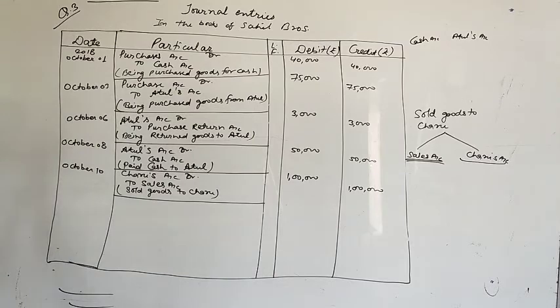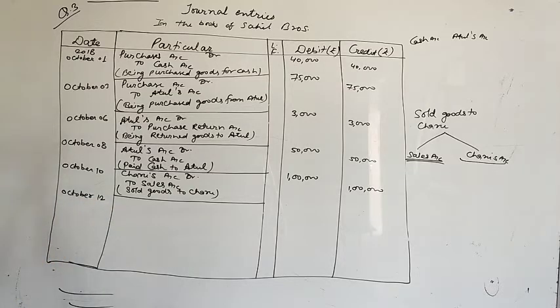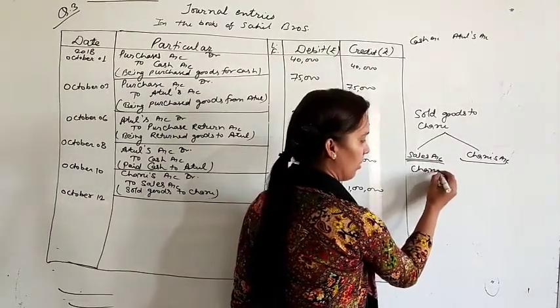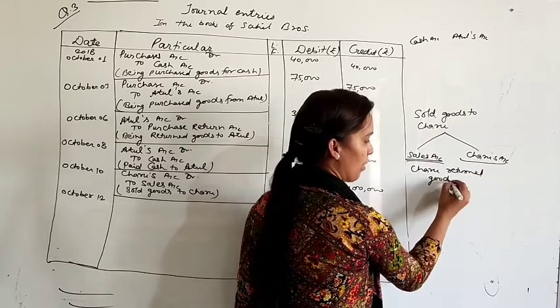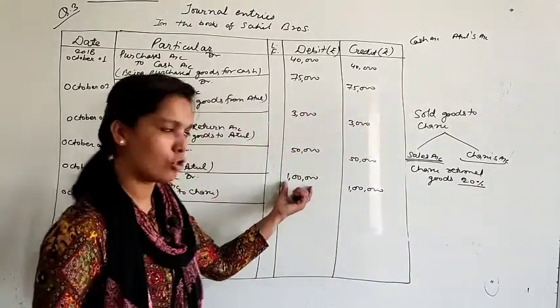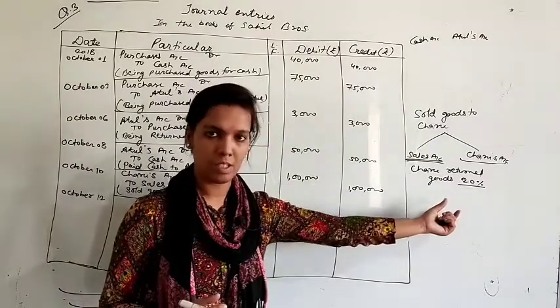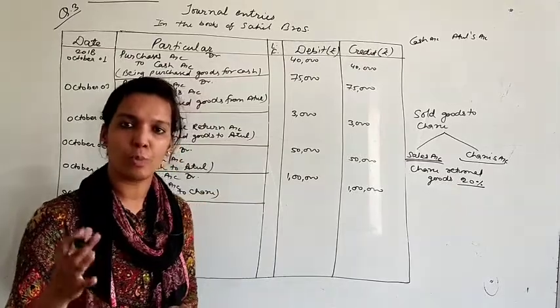After this, the next transaction is on October 12. On October 12, Charu returned 20% of the goods. Now, Charu, who was your debtor, returned goods. How much goods is she returning? 20%. So total sale was rupees 1 lakh, and out of this 1 lakh, 20% she is returning. It means 20,000 rupees. She will return goods of rupees 20,000.